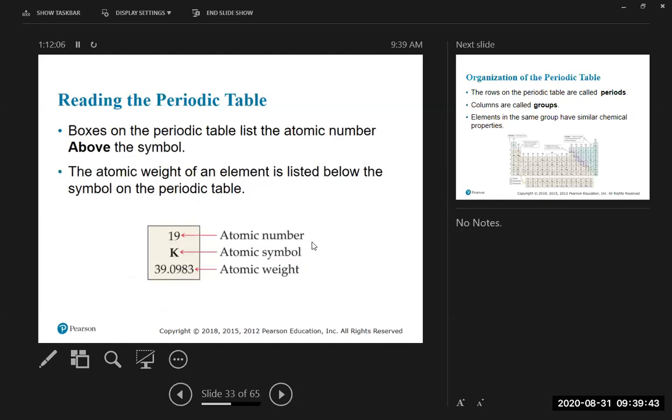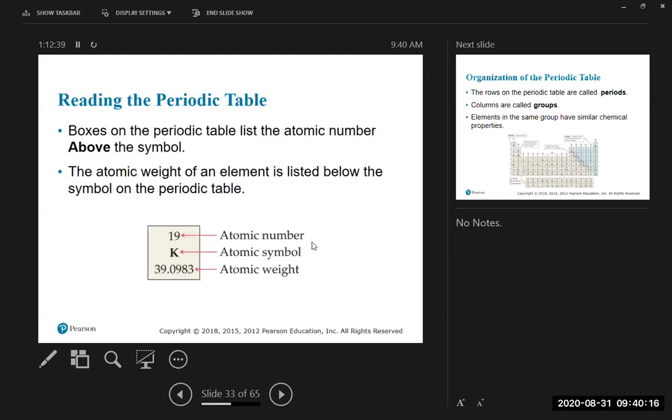Okay, if you look at the periodic table, usually it's expressed like in this picture here, where in the middle you have the atomic symbol. Anyone remember what K is? Potassium, great. Up on top is the atomic number. What does the atomic number tell us? It tells us the number of protons. And then the atomic weight at the bottom, that's the mass.